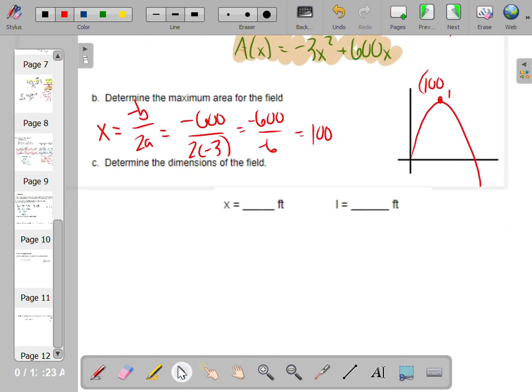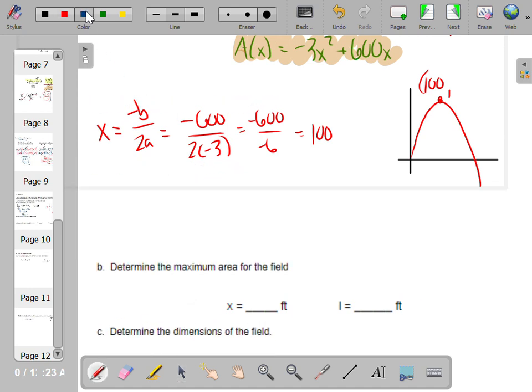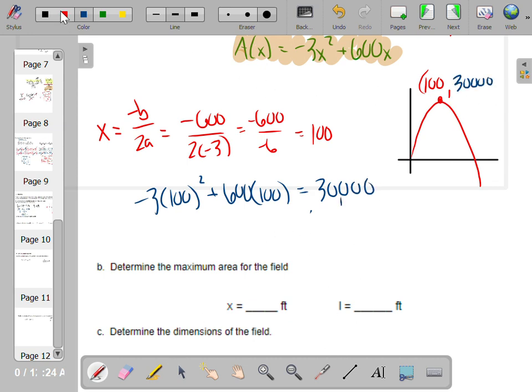I also need to find the y-coordinate of the vertex. To find the y-coordinate of the vertex, you plug it in. So negative 3 times 100 squared plus 600 times 100. I'll type that in. I'm having technical difficulties, and I don't feel like dealing with it, but I've already plugged it in, and it comes out to 30,000. So the y-coordinate of the vertex is 30,000.